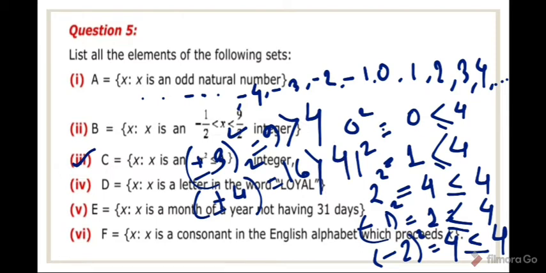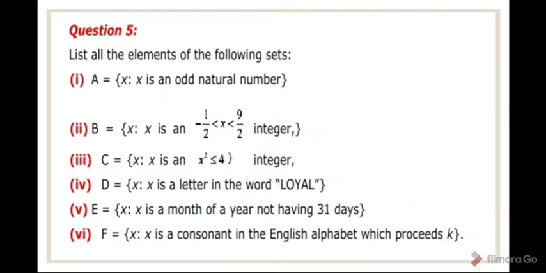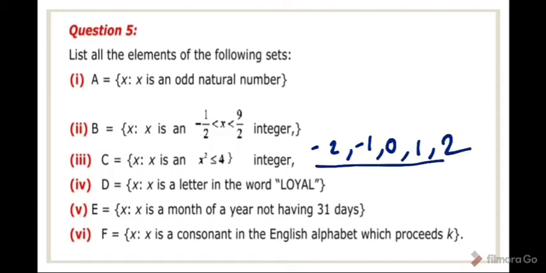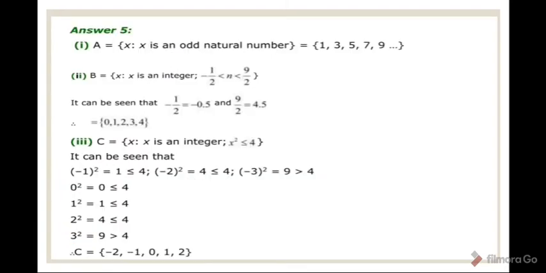Okay, that means the only collection of x for which x square is less than or equal to 4 will be -2, -1, 0, 1 and 2. So, these 5 are the elements of set C. So, let us check the solution. As you can see, all these things are given. So, -1, -2, 0, 1, 2 belong to the set C.